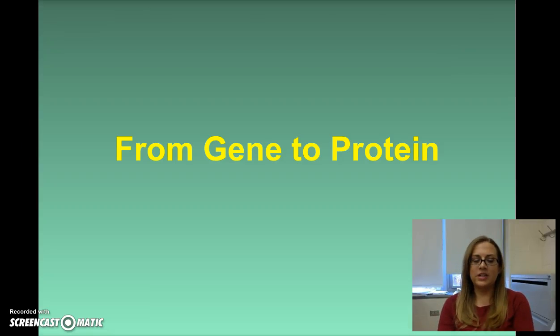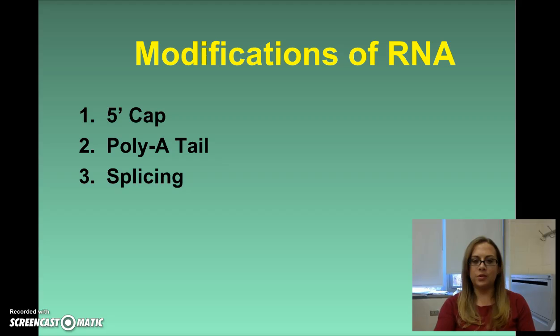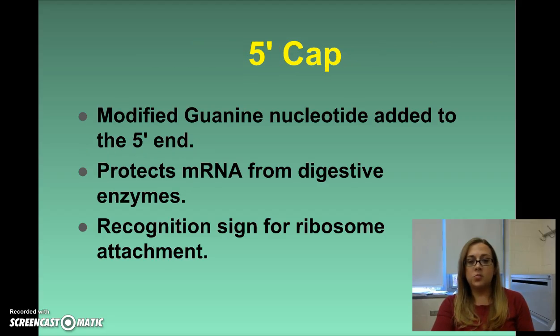Hey everybody, we're continuing on with from gene to protein, and right now we're going to talk about how that pre-mRNA is modified so that it becomes messenger RNA that can be used by the ribosomes to be translated into an amino acid sequence. So we've got three different types of modifications we're going to talk about. We've got a 5' cap, a poly A tail, and splicing.